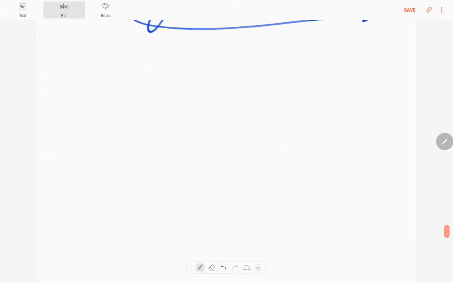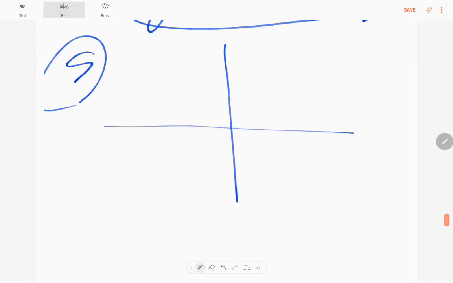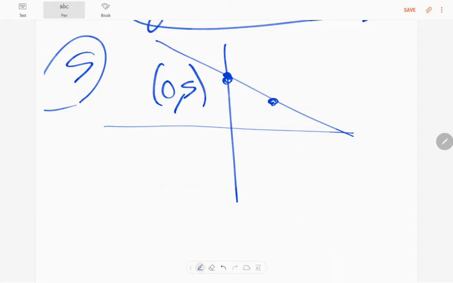Let's do number 5. Write an equation for the line shown to the right. So let me give you the sketch that we're given. And they actually give us a couple of points highlighted on the line. One of them appears to be (0, 5). And the other one appears to be (5, 4).